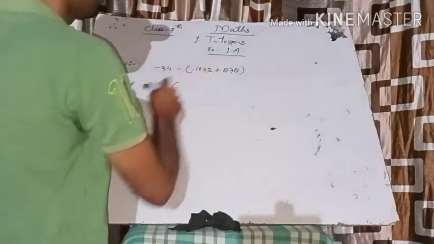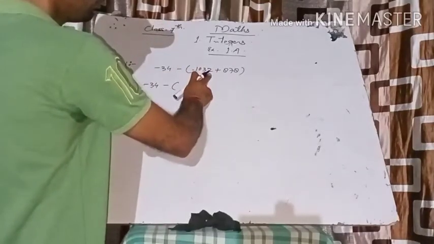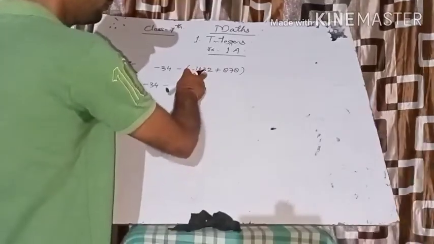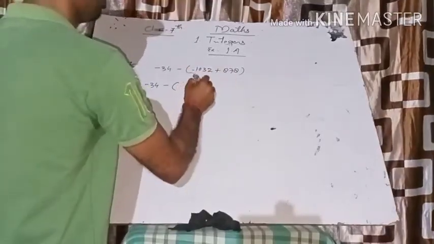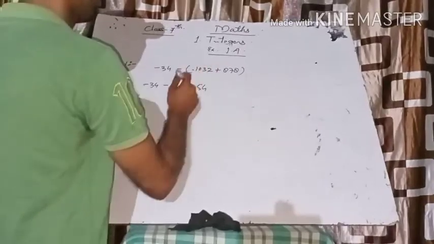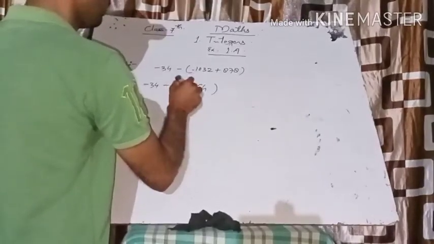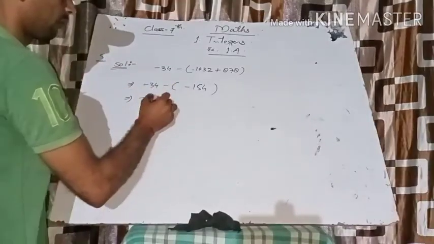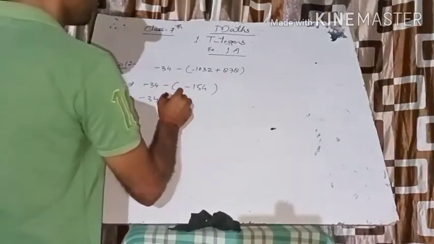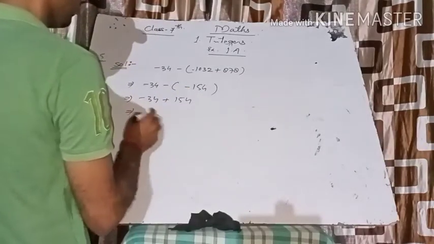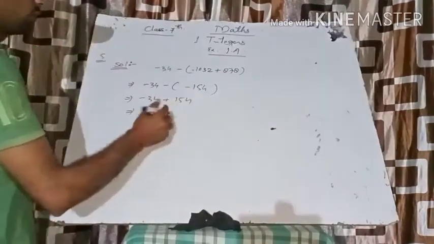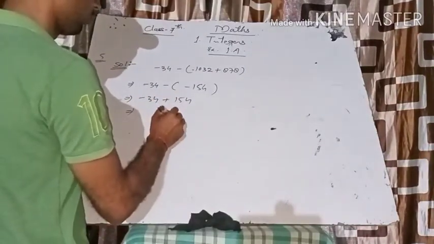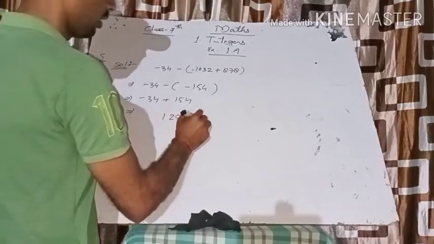First we will solve this one. 12 minus 8 becomes 4. Now 12 minus 7 becomes 5. Here 9 minus 8 becomes 1. It's negative. Now minus 34, minus and minus become plus 154. Now just ignore this one and subtract this one. 4 minus 4 becomes 0, 5 minus 3 becomes 2, and 1 is 1. It's your answer.